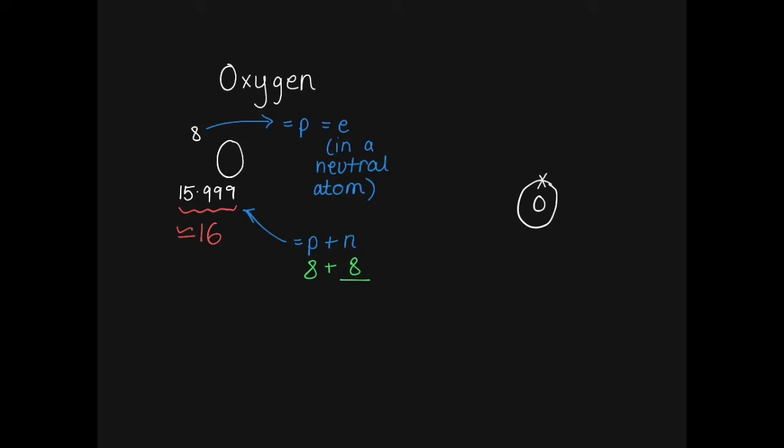So if we're going to draw the atomic structure, we would find the protons and the neutrons in the nucleus and arrange the electrons in shells or orbitals around the outside of the nucleus.